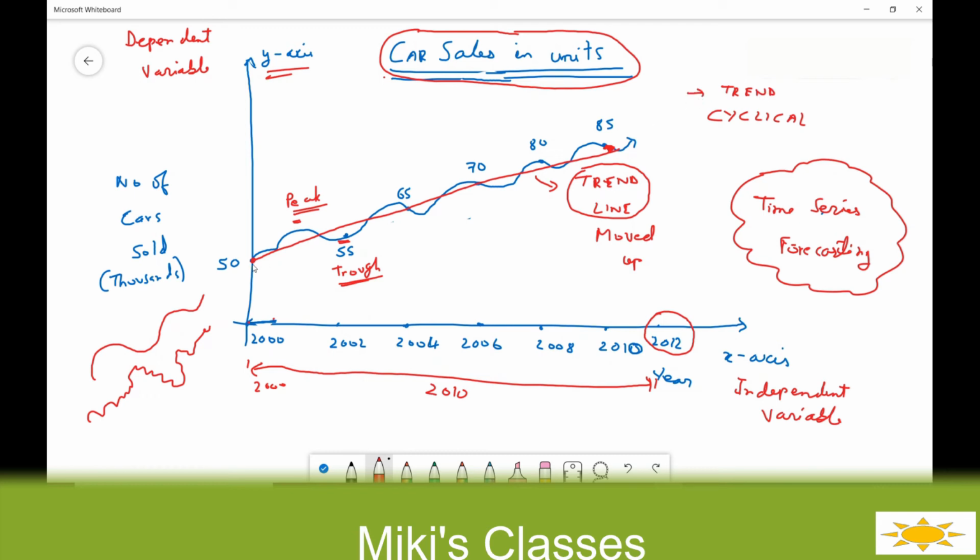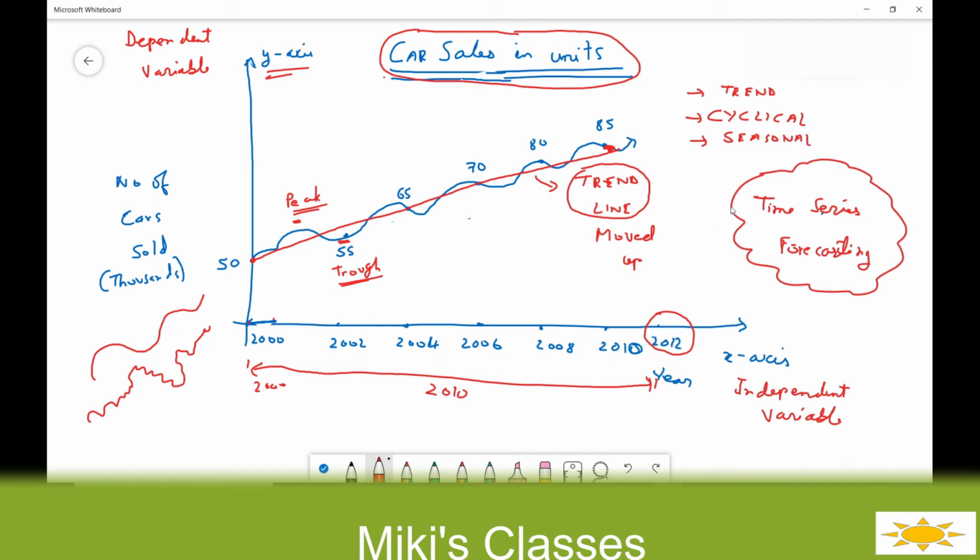So we know what is trend. Trend is the general pattern over a period of time, the average of that, the fact that this has been moving up over a period of time, right? Cyclical component is this component, which has gone up, come down, gone up, come down, this part. Then there's what you call a seasonal component.